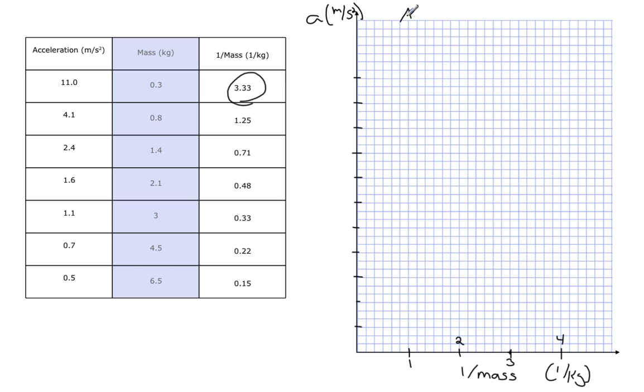So this will be acceleration versus 1 over mass. And I could label these, we're going up to 11 again. So I could again do 1, 2, 3, 4, 5, all the way up to 11.